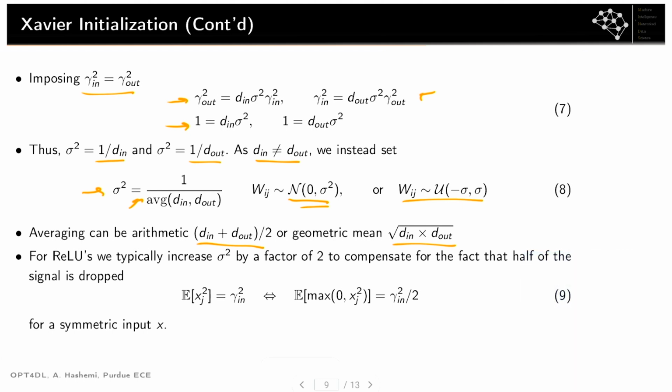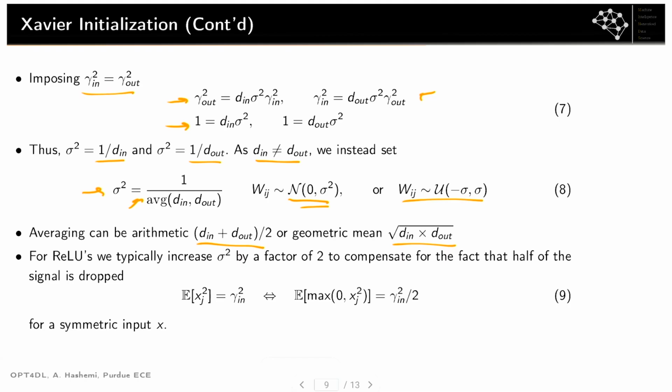Another modification is that in many situations, we are using the ReLU activation. One implication of that is that when we are processing a signal, it is likely that we are dropping half of the signal. Therefore, we compensate for this by increasing the variance by a factor of 2.